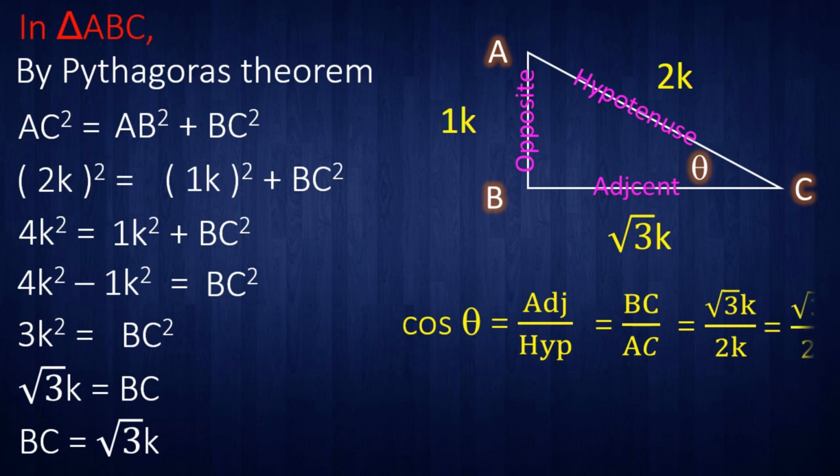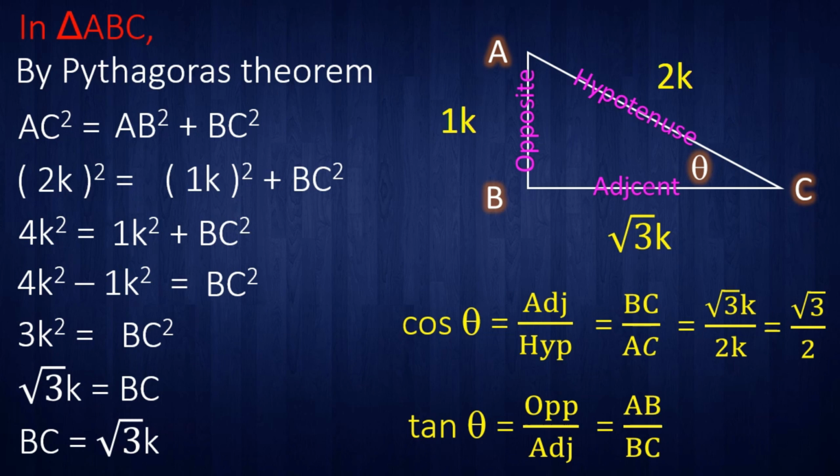upon 2. Similarly we will find tan theta: opposite upon adjacent. Opposite name is AB and adjacent name is BC. AB upon BC. AB we have 1k and BC we have root 3k. So k cancel, 1 upon root 3 is the answer.